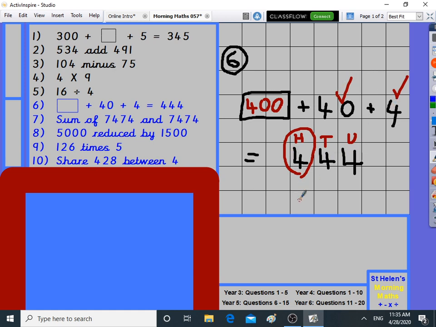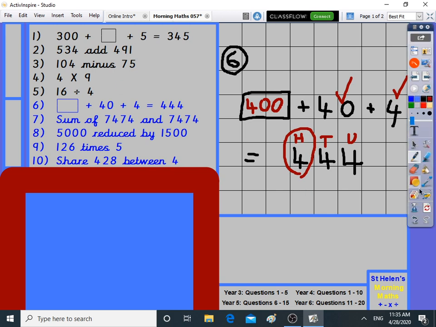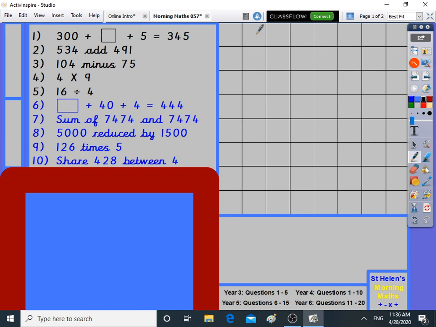Some of you may be able to see that straight away. If you can, then great. But hopefully my explanation has helped you a little bit. If you don't get it, we'll be doing some more of these questions in the next few days. So just keep practicing, just keep recording what I record or what Mr. Blom records, and you'll get there in the end. Let's move on to number 7.